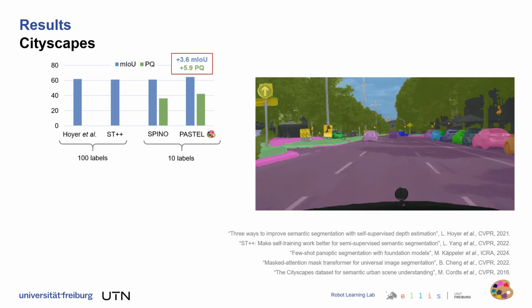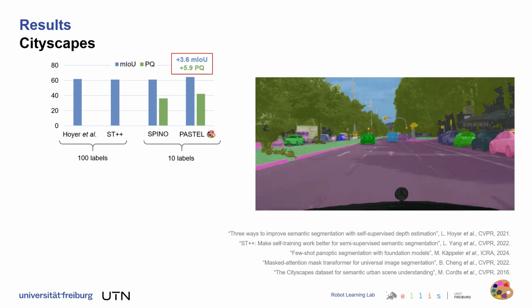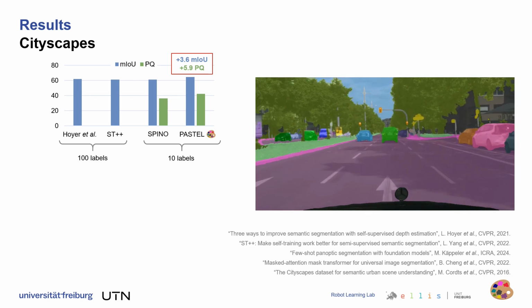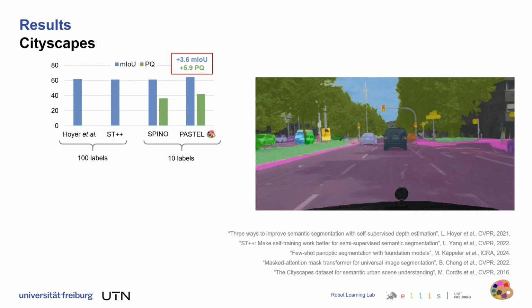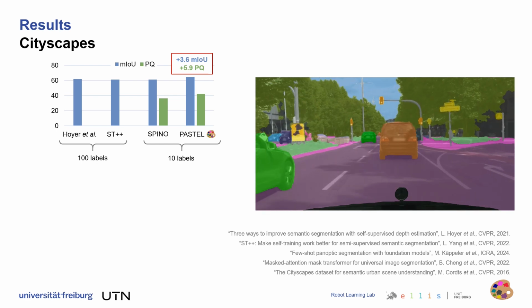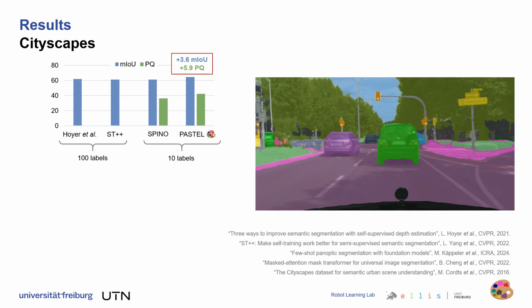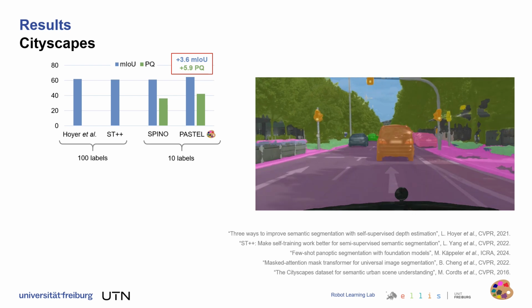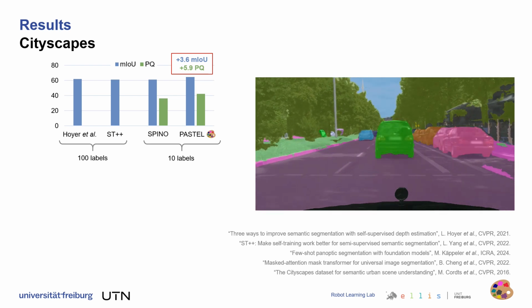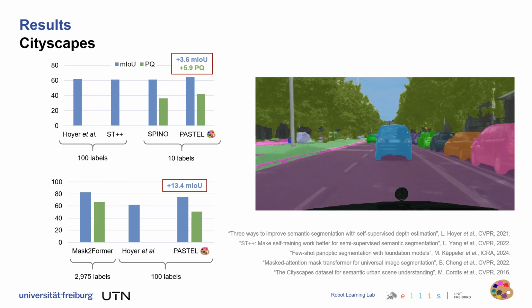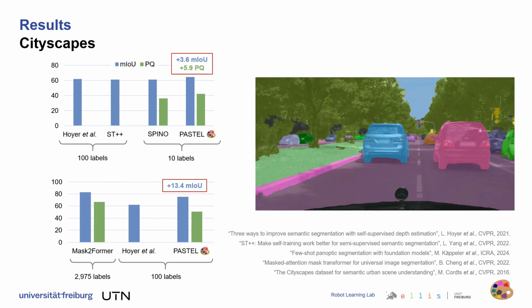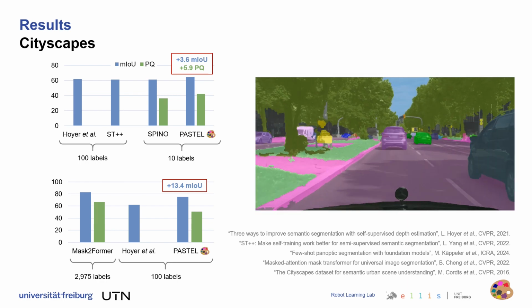We further provide results on the Cityscapes dataset. Compared to the recent Spino approach, our PASTEL significantly enhances the metrics by plus 3.6 mean IOU and plus 5.9 PQ when being trained with the same images. When increasing the number of labels and switching the backbone, PASTEL outperforms the previous state-of-the-art by 13.4 mean IOU.